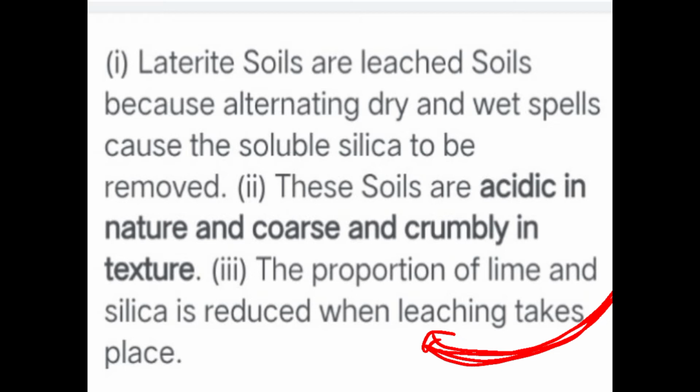These soils are acidic in nature and coarse or rough, crumbly and grainy in texture. The proportion of lime and silica is reduced when leaching or washing away takes place.